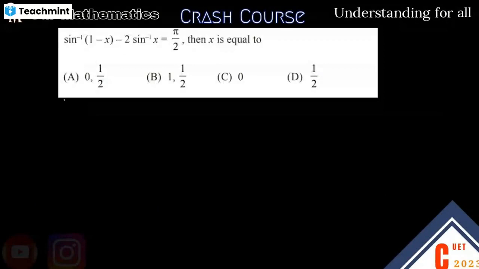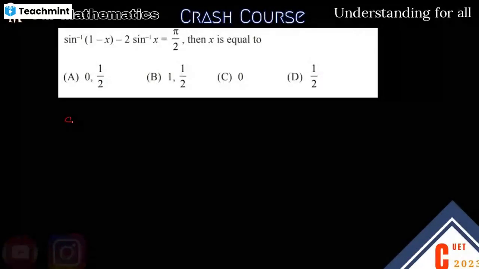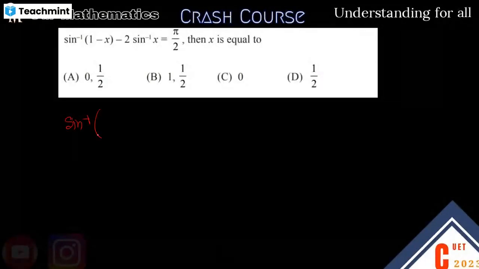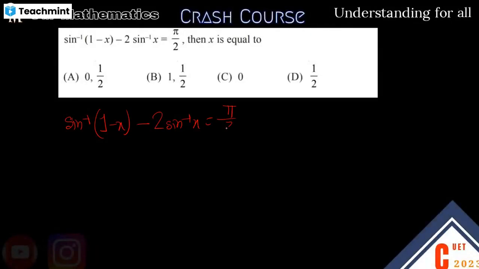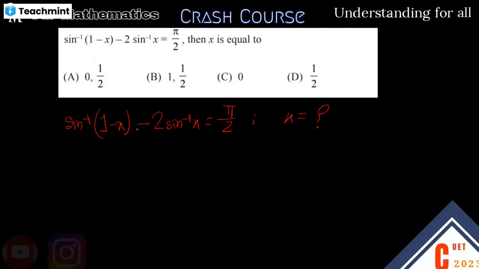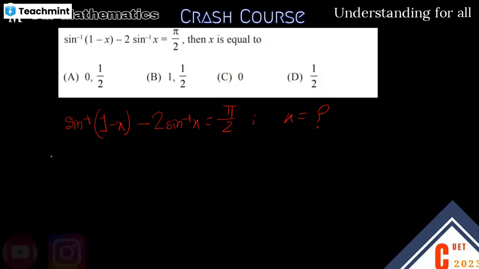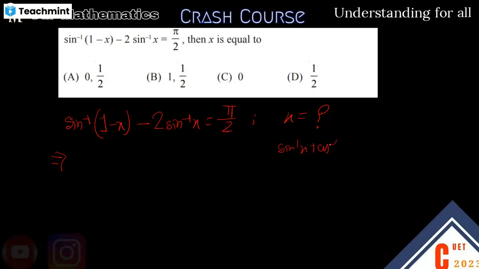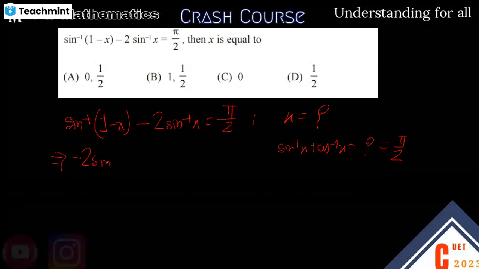Okay, let's do this question. What is given? Given sine inverse of 1 minus x minus 2 of sine inverse x is equal to pi by 2. We have to find x is equal to what? We know that sine inverse x plus cos inverse x is equal to pi by 2, right? So sine inverse of 1 minus x will become pi by 2 minus cos inverse of 1 minus x.